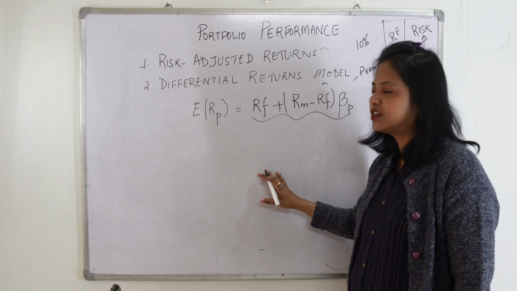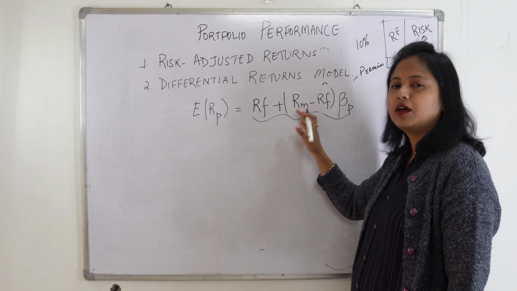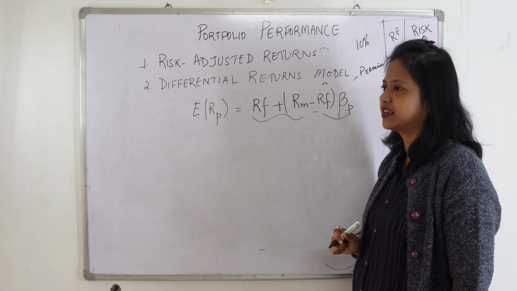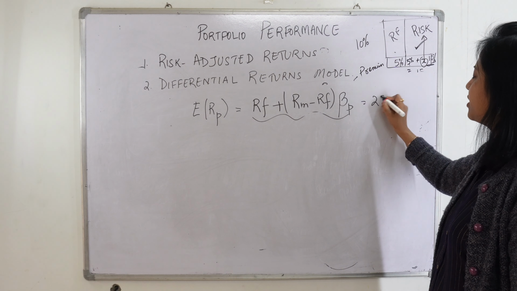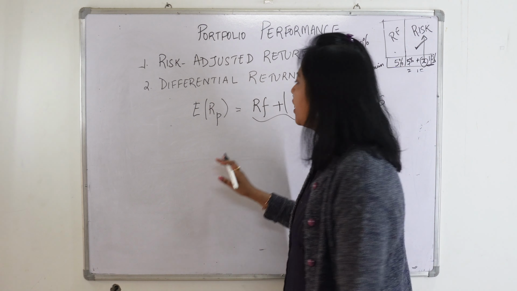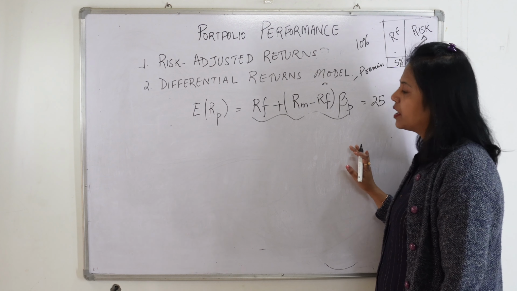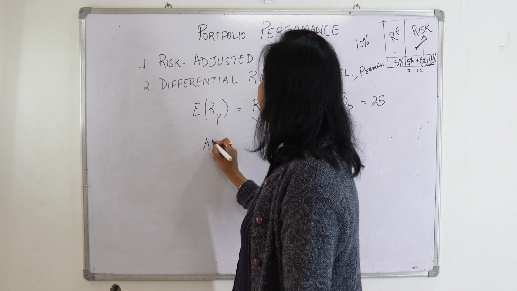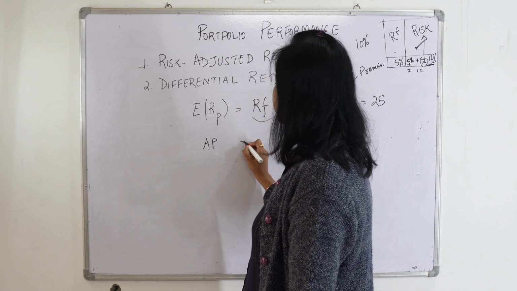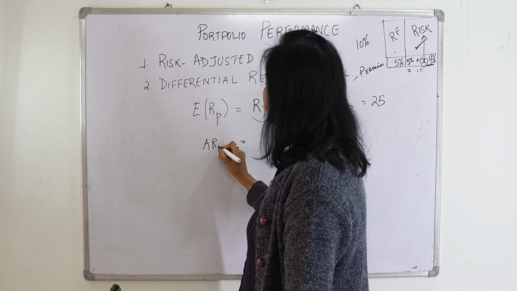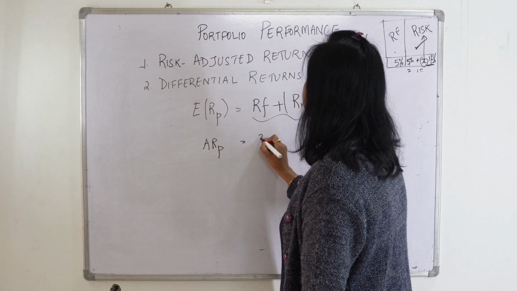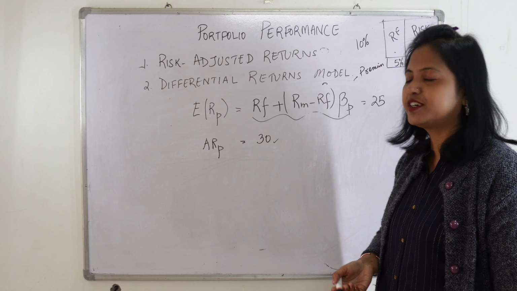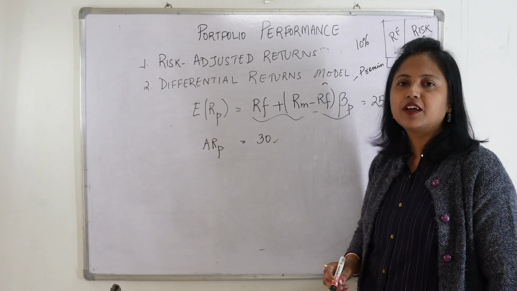So RF is the risk-free return, and this is the market return multiplied by the amount of risk that your portfolio has taken. Now suppose this comes to 25. That means I am expected to earn 25 rupees from the market. But when you calculate your actual portfolio return, you find that your return was 30. Right? So 30 is your actual return, whereas 25 is your expected return.